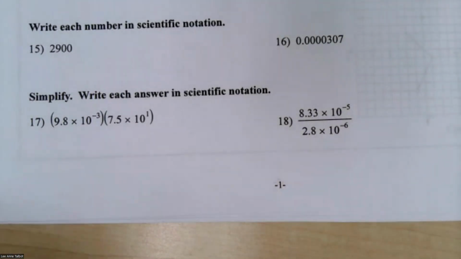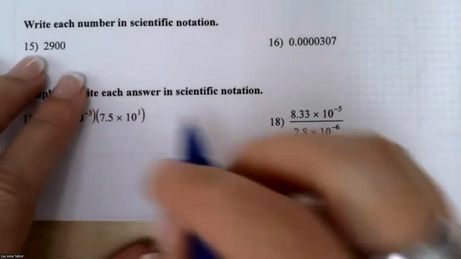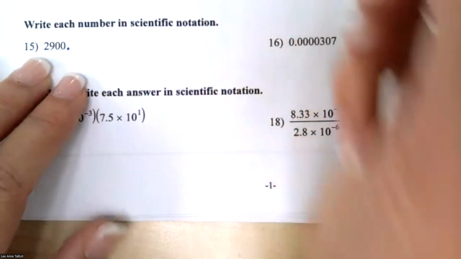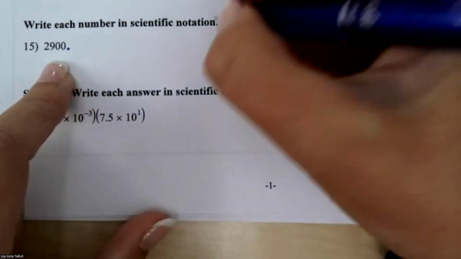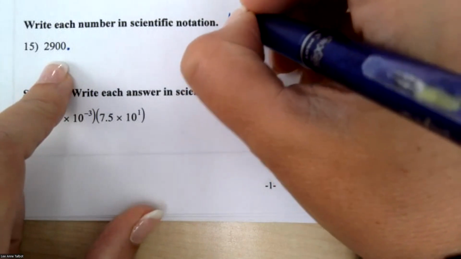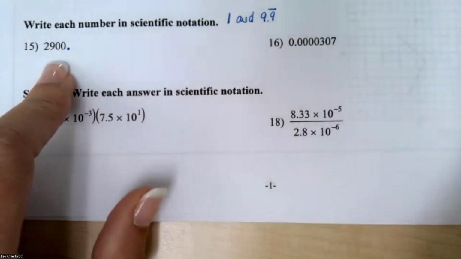Write each number in scientific notation. This is probably where you stalled if you started on with the review notes. Okay, so first thing you do is put a decimal in the right spot. Since there's no decimal, it goes at the end. And then I need to move the decimal until I get a number between 1 and 9.9 repeating.